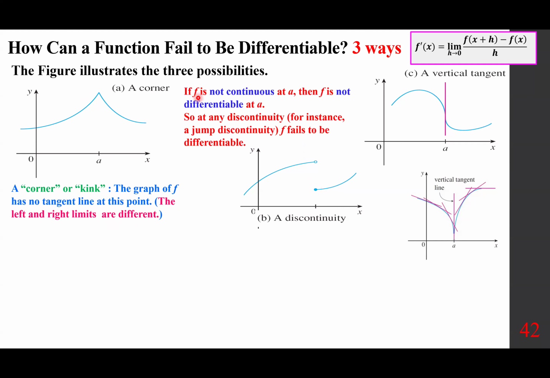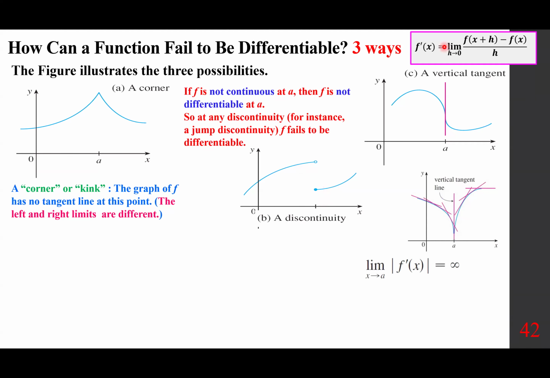When we have a discontinuity, if f is not continuous at a, then f is not differentiable at a. So at any discontinuity, for instance, a jump discontinuity, f fails to be differentiable. Again, at a specific point, there should be one tangent line. Where do you put the tangent line?